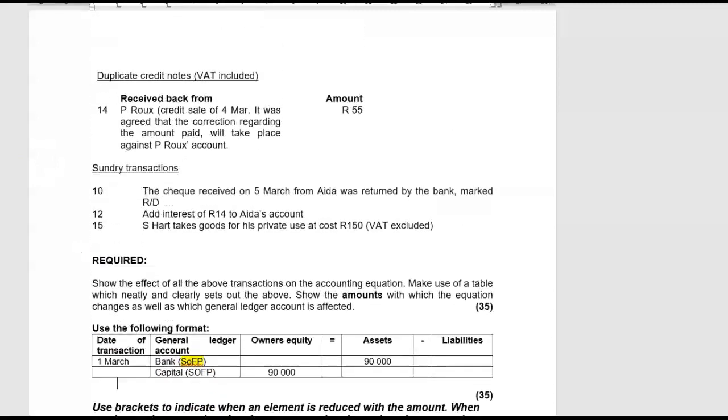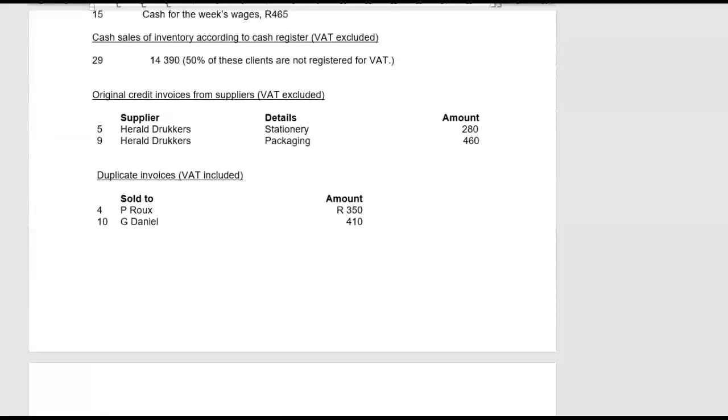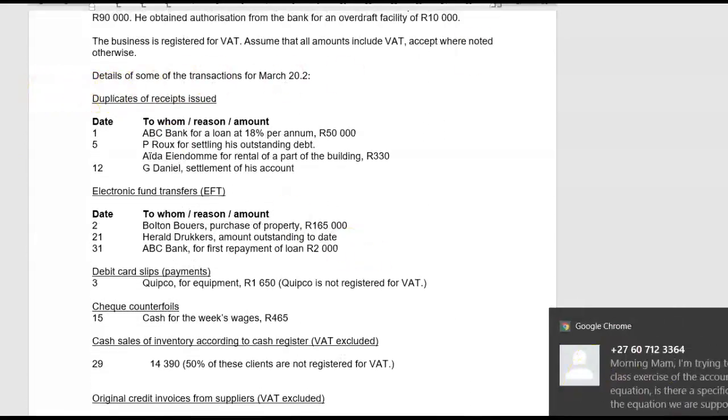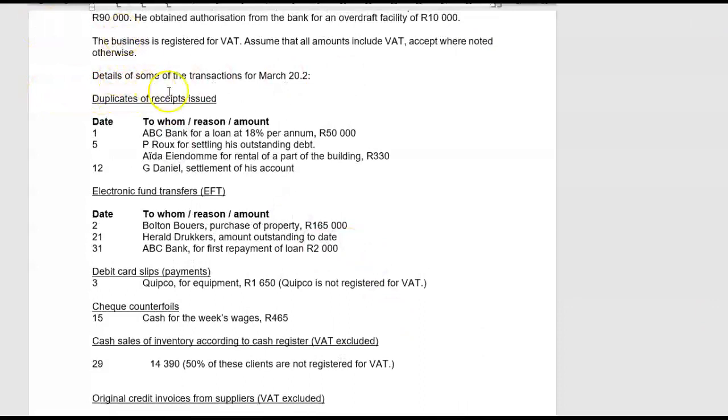Now, in a question like this, you must be extremely careful. You will see that you have a combination of source documents, and you have to record those source documents in date order, because sometimes it makes a huge difference if you do not follow date order. So in date order sequence, you have to do the transactions.